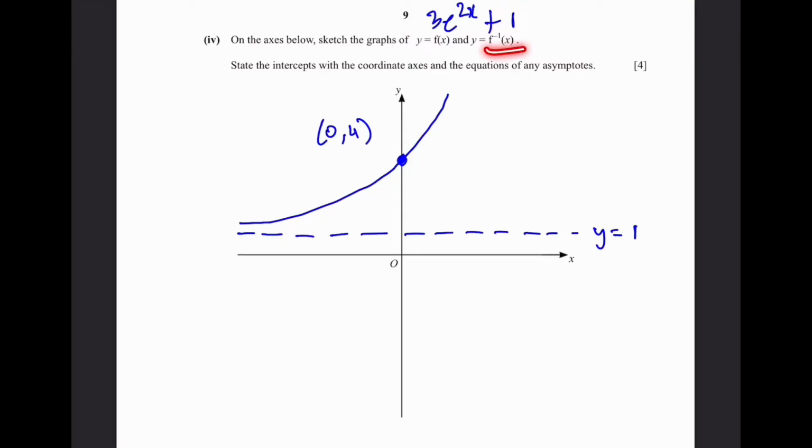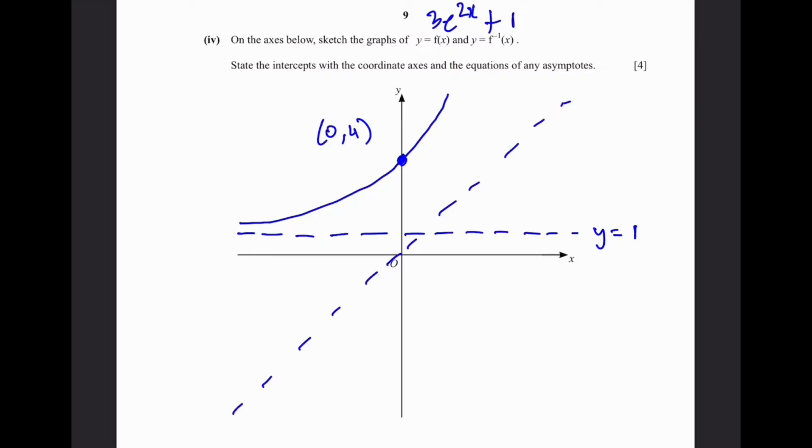Now what about f inverse of x? Well, we don't really need to find f inverse of x since we know what f of x is. I mean, we know the shape of the graph, we know everything about it. We can just reflect it along the line y equals x, this diagonal line stretching from the bottom left to the top right of any diagram.